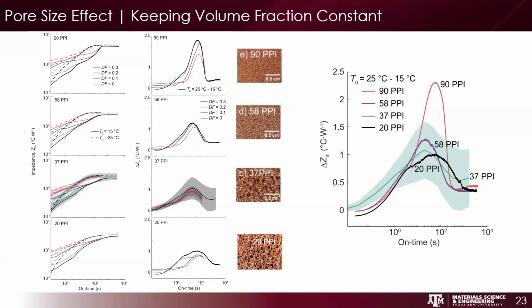Can you state the question again? Yeah, I'm looking at the plus or minus 1 standard deviation bounds for the 37 PPI and imagining similar standard deviations for all the others, right? Just trying to understand if there's a signal there between these, or if it's noise. Yeah.